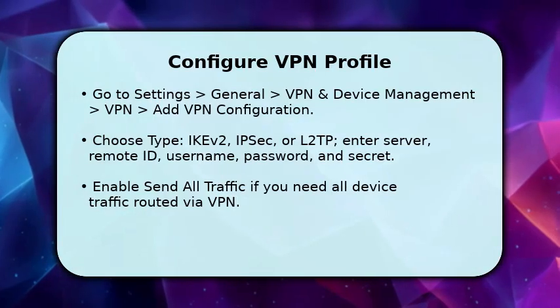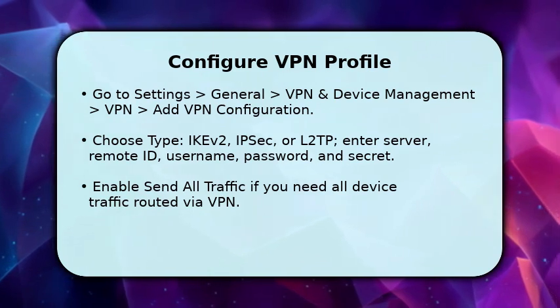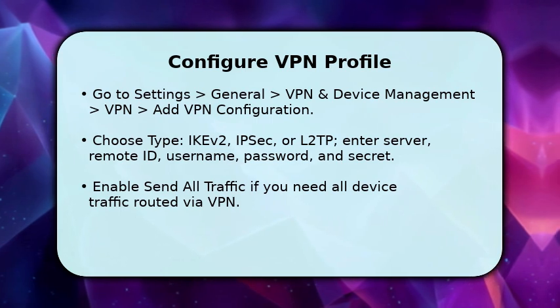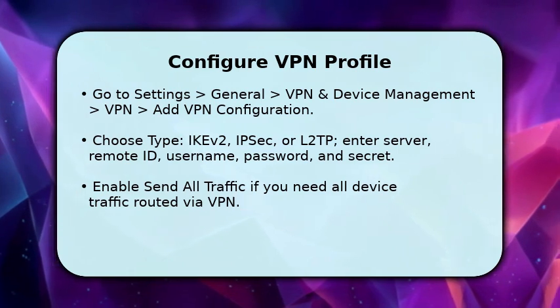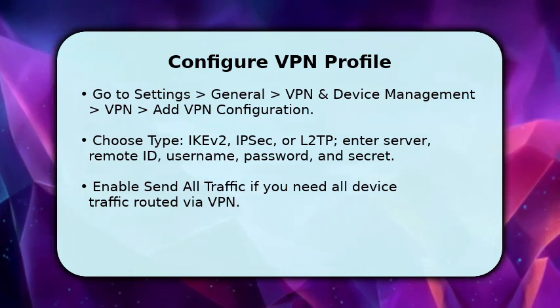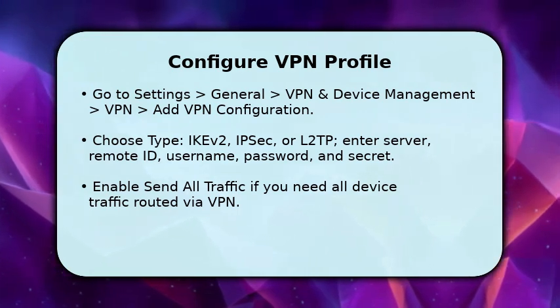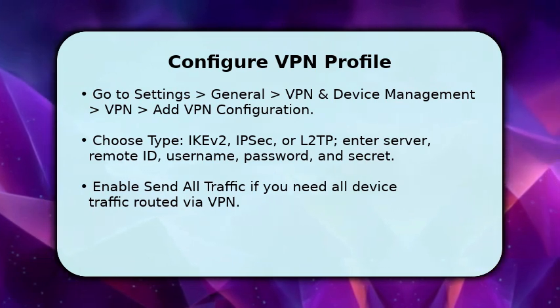You'll now create the VPN profile. In Settings, navigate to General, VPN and Device Management, then VPN and choose Add VPN Configuration. Select the type, IKEv2 for modern security, IPsec, or L2TP if required by the provider. Then enter server address, remote ID or description, and your credentials. Paste the pre-shared key where needed.